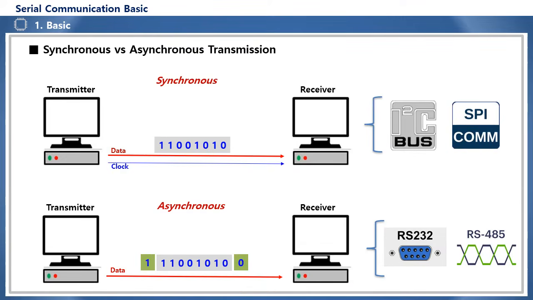Let's learn about synchronous and asynchronous transmission. Synchronous transmission is a method of sending data together with a synchronous clock to synchronize timing between the transmitter and receiver, while asynchronous transmission is a method of sending only data without a clock line. Therefore, synchronous communication can send the synchronization clock and data continuously, which can increase processing speed and enable high-speed transmission.